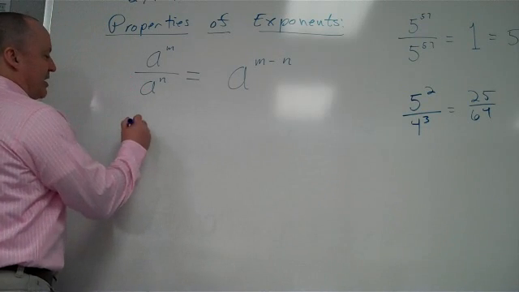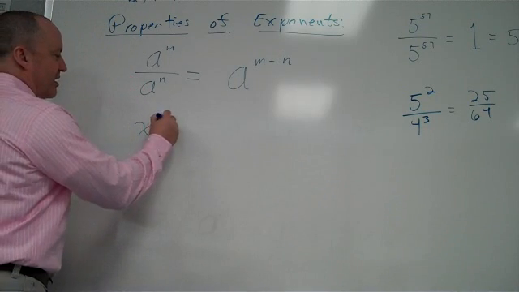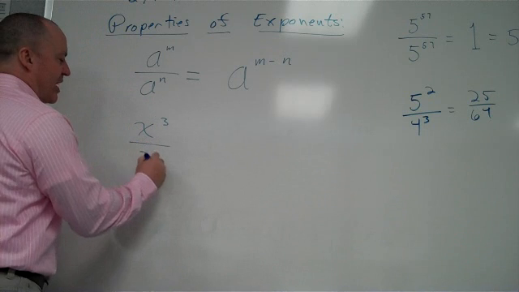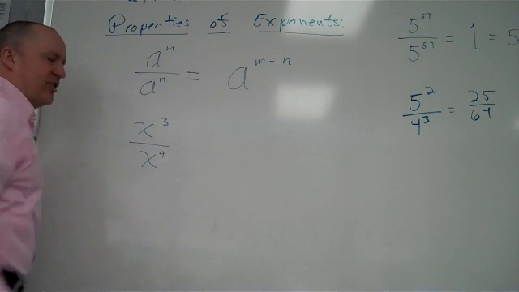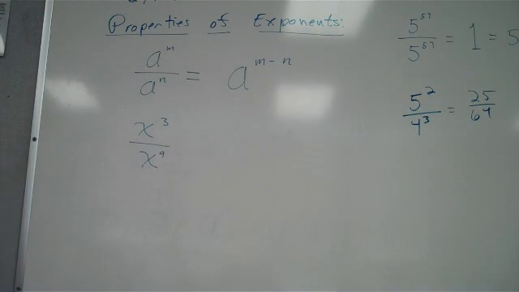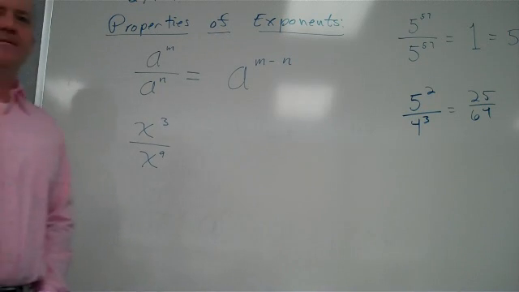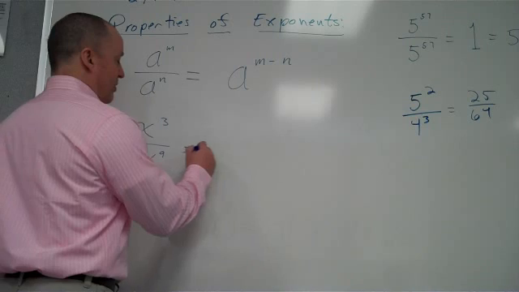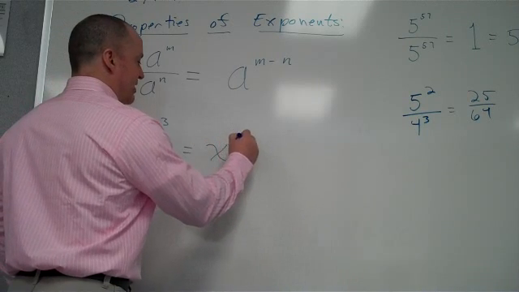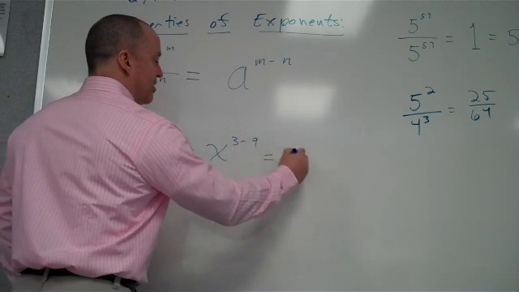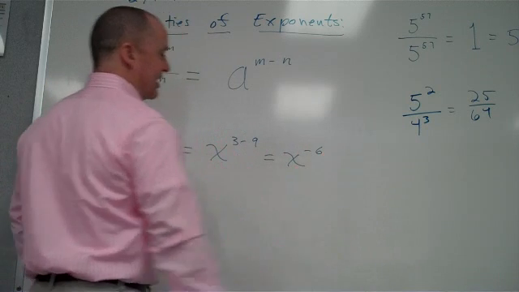If I have x cubed over x to the 9th, there are 2 ways to do this. One is the rule on the board, one I have not gone over. Would it be a negative 6 then? Yes, it would be x raised to the 3 minus 9, or x to the negative 6.